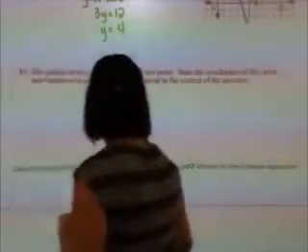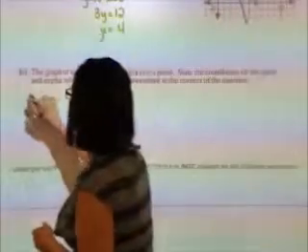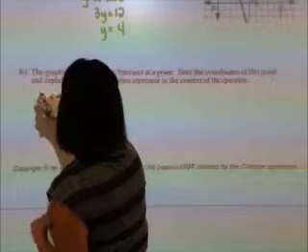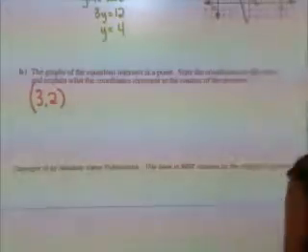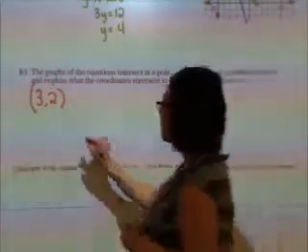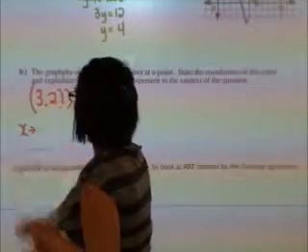So in the context of this, the solution was 3 and 2. And in the context of the question, what did my x variable represent?